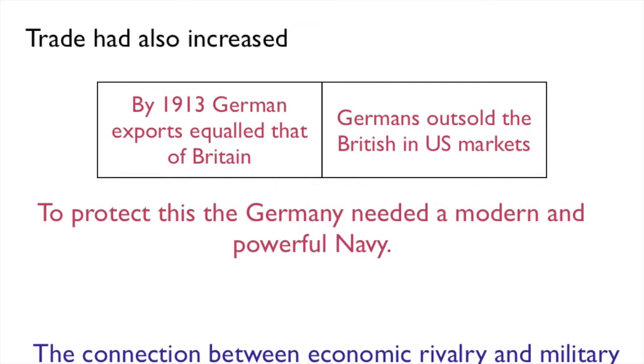Trade had also increased at this point. By 1913, Germany's exports had equaled that of Britain. It's growing as a power. It's becoming mature. Germans outsold British and US markets. To protect this, Germany now needs this powerful navy, hence the dreadnoughts. So the connection between economic rivalry and military rivalry is now starting, and between Germany and Britain.